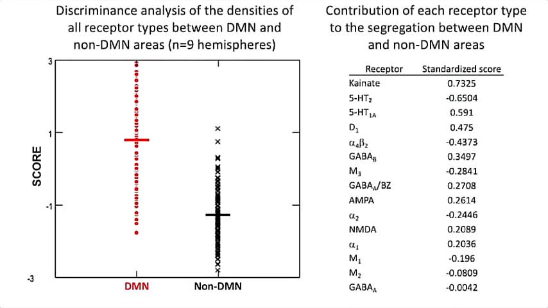When we ask the question, does the default mode system have more or fewer receptors than the other systems?